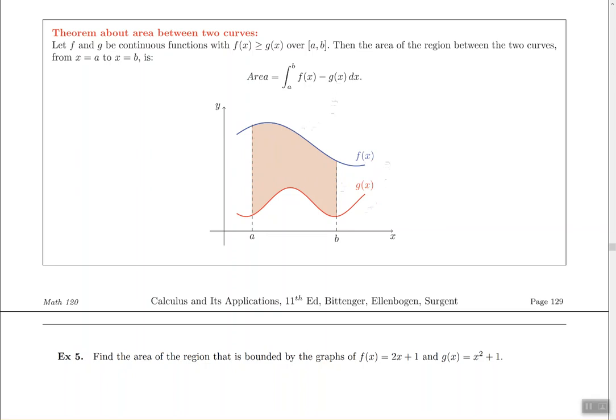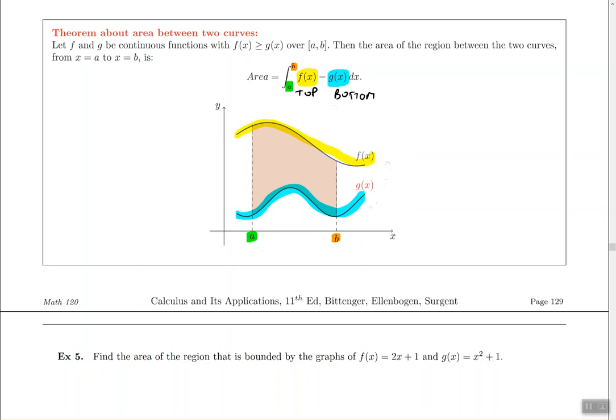Now, for this integral to work, the function that is on top needs to be written first. So the top function always goes first. And the function that's on the bottom, whichever that one is, goes second in the integral. The numbers on the integral themselves are the left and right bounds of the region, so the starting point and the end point. Once you get all the setup right, then you're pretty much finished.